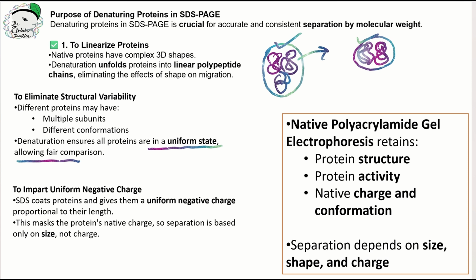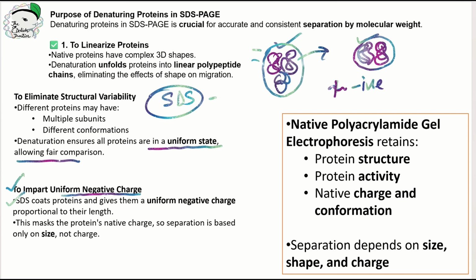Another factor being considered here is to impart a uniform negative charge. The SDS itself has a negative charge, so it provides a coating throughout the protein. As you all know, a protein is made up of different amino acids. Some are positively charged, some are negatively charged. So if you want to migrate a particular protein in a particular direction, there should be a uniform charge on the protein.